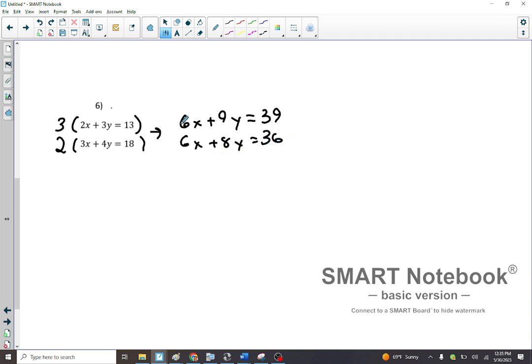So in this case, we have them. I multiplied it. Don't forget to multiply this number. A lot of people forget to multiply that number. But either way, now the x's match, so I can now subtract down.